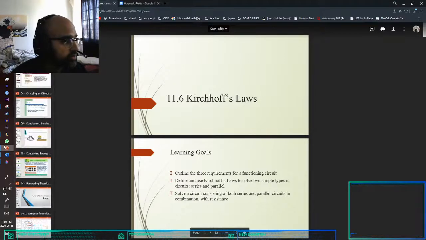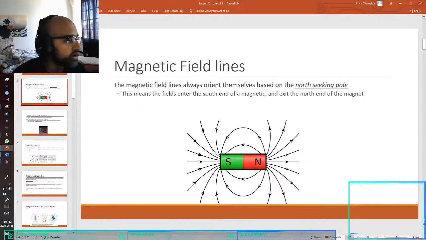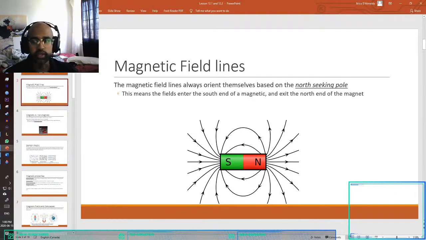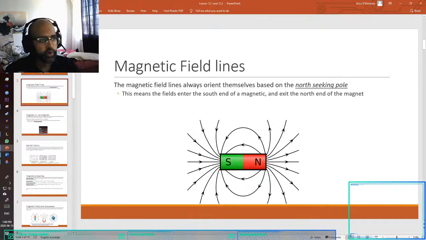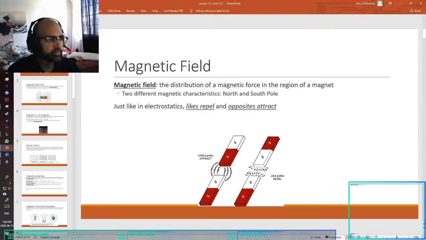Okay, we're going to jump into today's lesson. We're talking about magnetic fields and Oersted's principle. So I guess a little bit of a recap here. I don't know how much you may have been taught in grade 9 and 10 about what magnetic fields are. So what is a magnetic field?